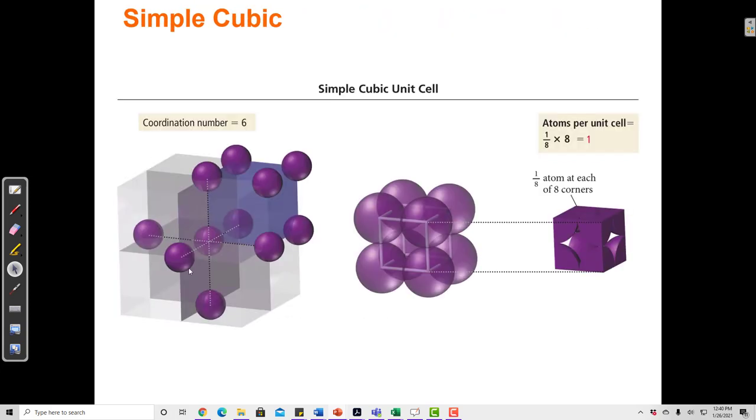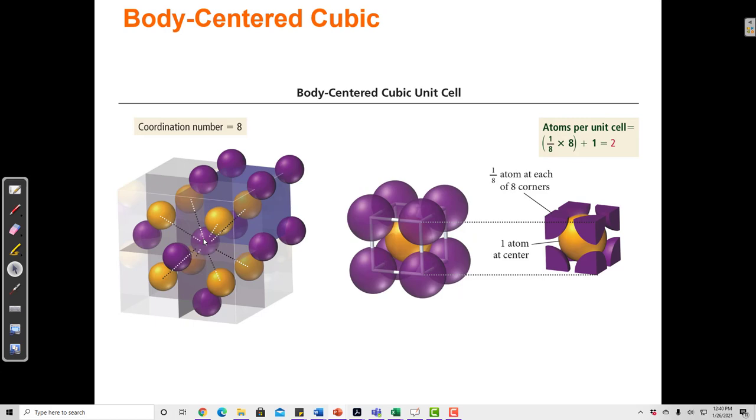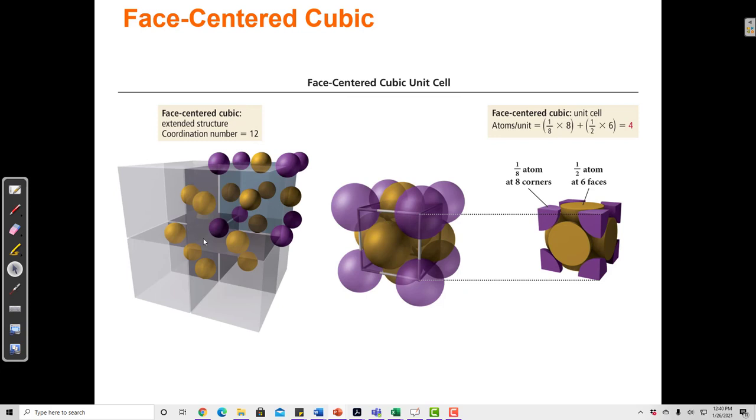Let's look at this one again. How do I know that the coordination number of this one is 6? Well, how many is this one directly touching? It touches one above, one below, one to the left, one to the right, one in front, and one behind. So every atom in a simple cubic is touching 6 other atoms. Every atom in a body-centered cubic is touching 8 other atoms. And every atom in a face-centered cubic is touching 12 other atoms.